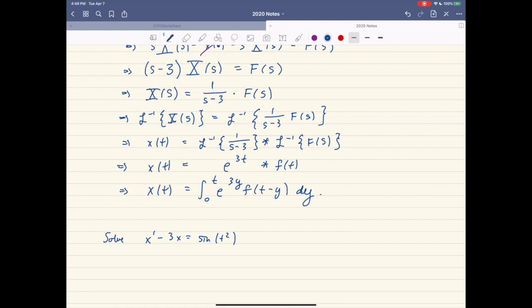Well, we can run through the same process, and it turns out that x is going to be the convolution of e to the 3t with our function little f. So that's the integral from 0 to t of e to the 3y times sine of (t minus y) squared dy, right? And that gives us a nice formula for the solution of our differential equation. This again is called Duhamel's method.